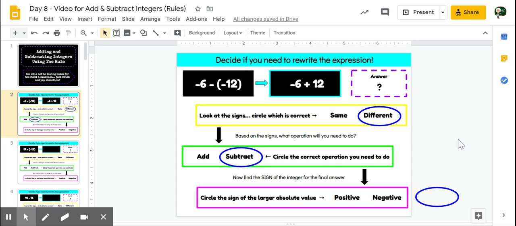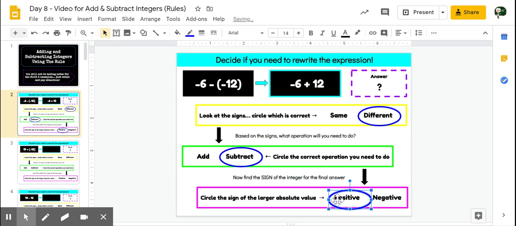And then finally, it asks us to circle the sign of the larger absolute value. So as we look at these two numbers, I have a -6 and I have a 12. The absolute value of -6 is 6. The absolute value of 12 is 12. So that means 12 is our larger absolute value. 12 is a positive number. So then our larger absolute value is going to be positive.